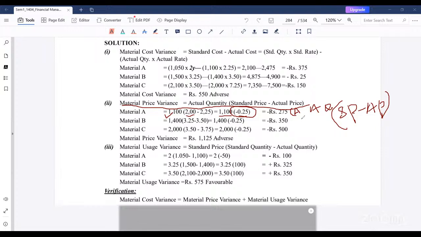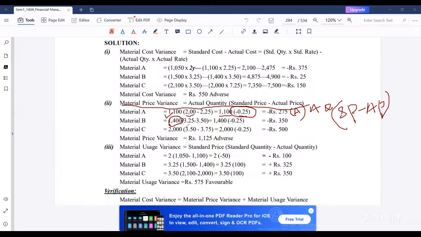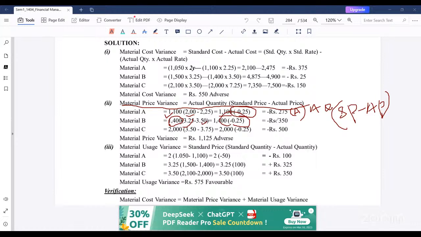It's negative. Next here is material B, that is 1400 quantity. Actual quantity is 1400. Standard price is 3.25 and actual price is 3.50. So again we got minus 0.25. So again we get an adverse of minus 350.